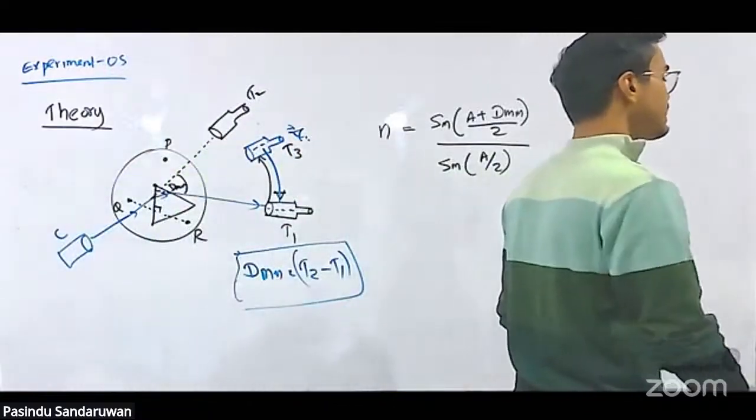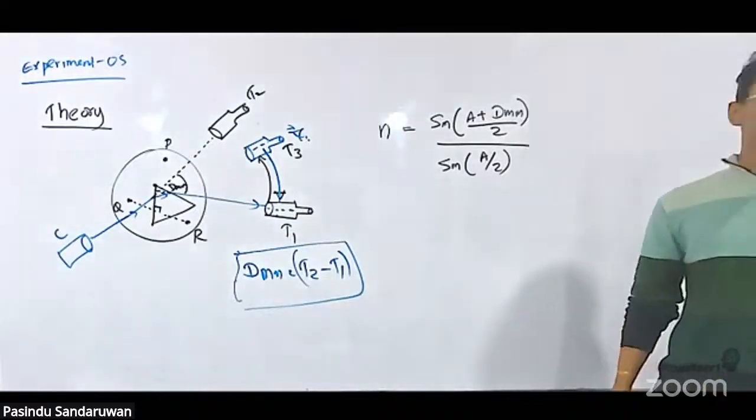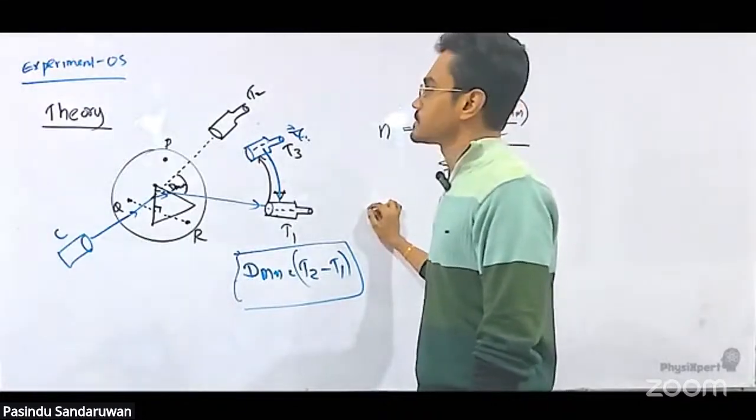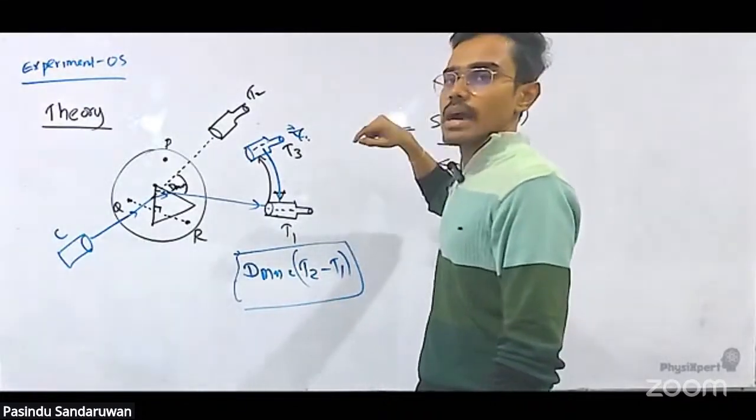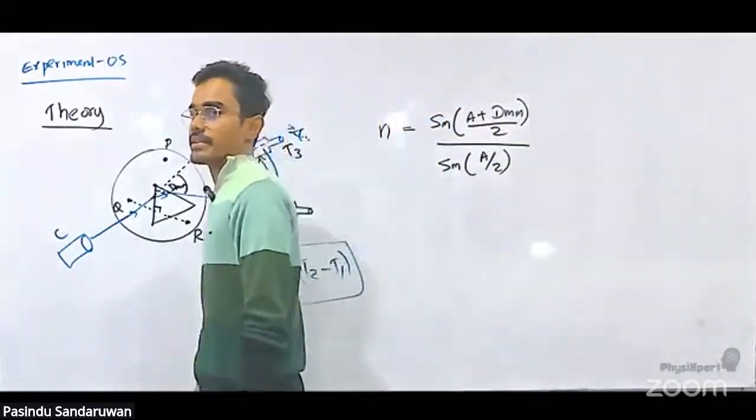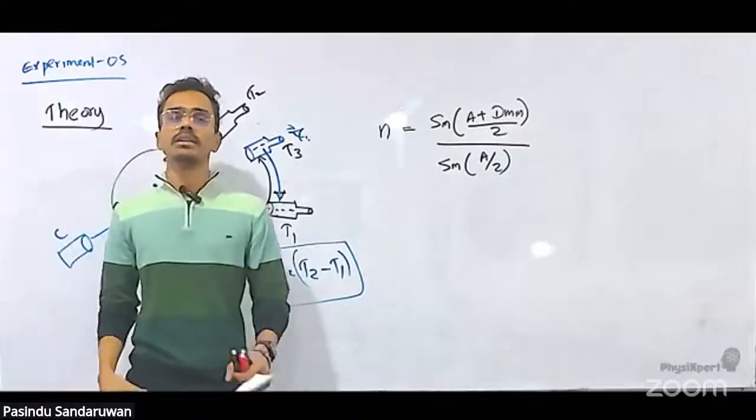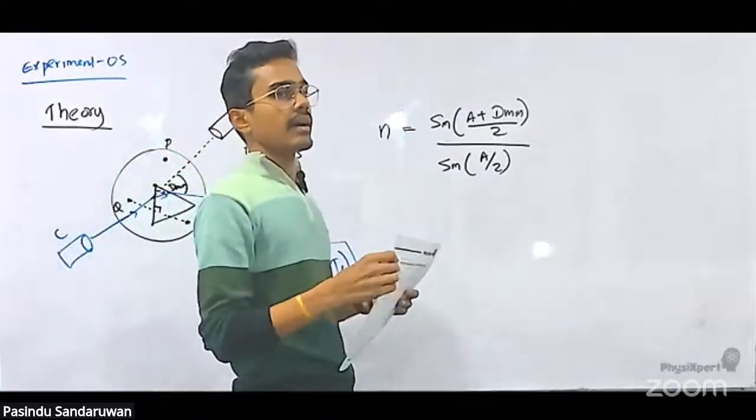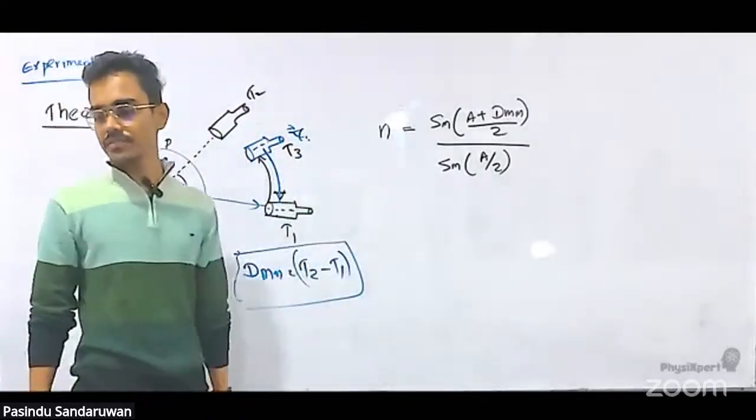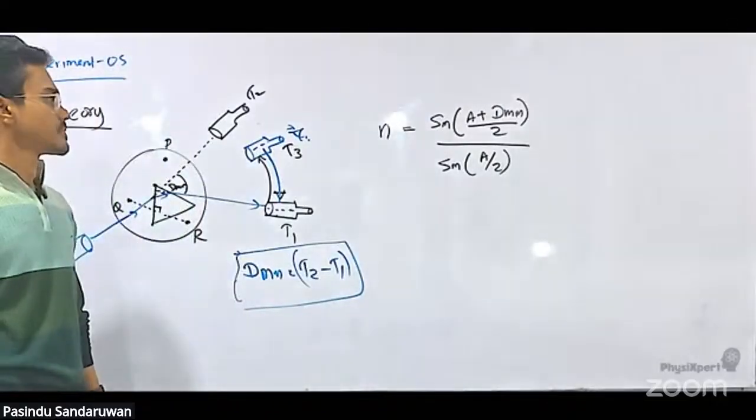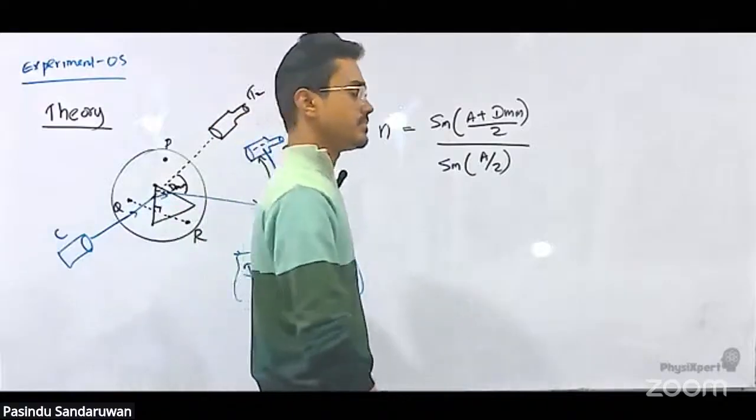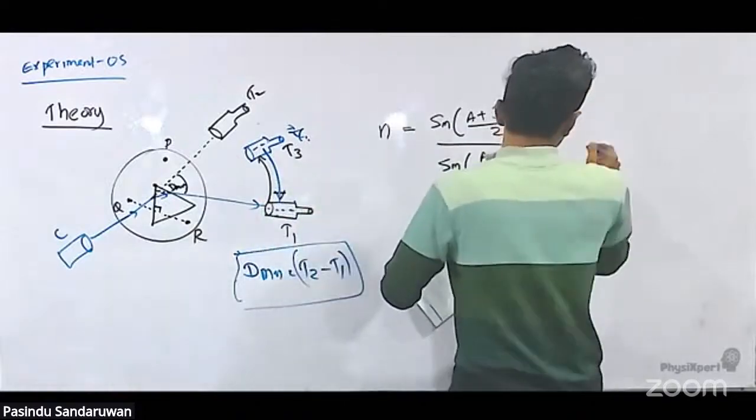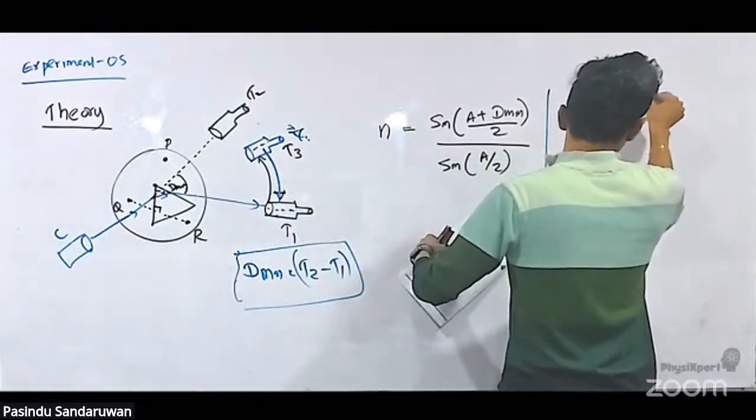Next point, the difference between readings at T1 and T2 gives the angle of minimum deviation. Write down below: theory, D min equals T2 minus T1.